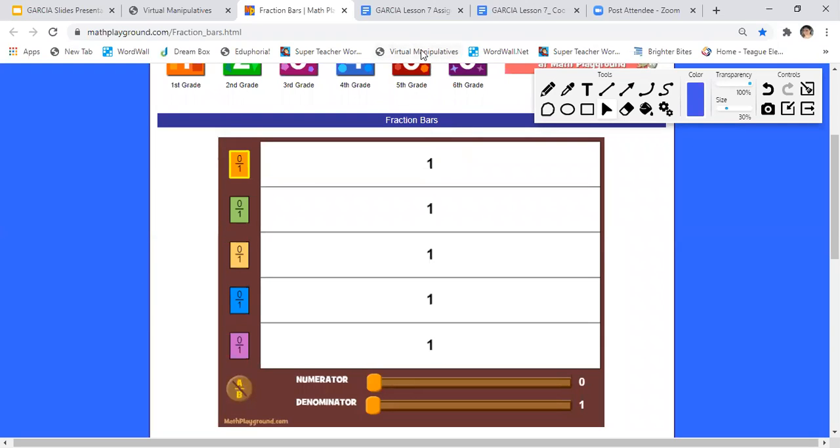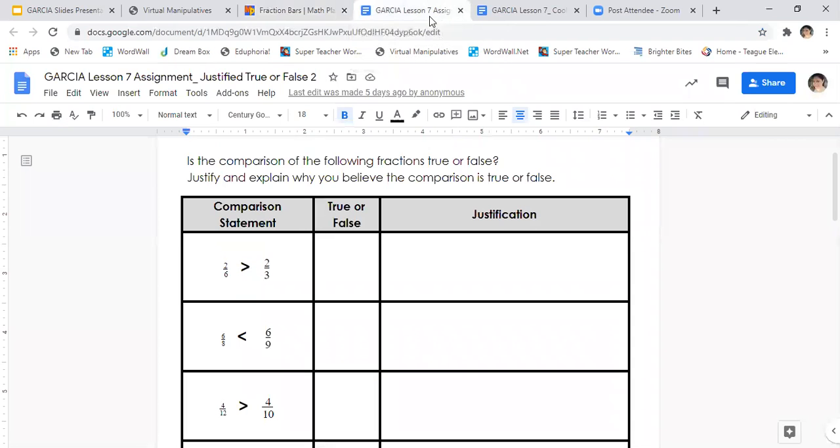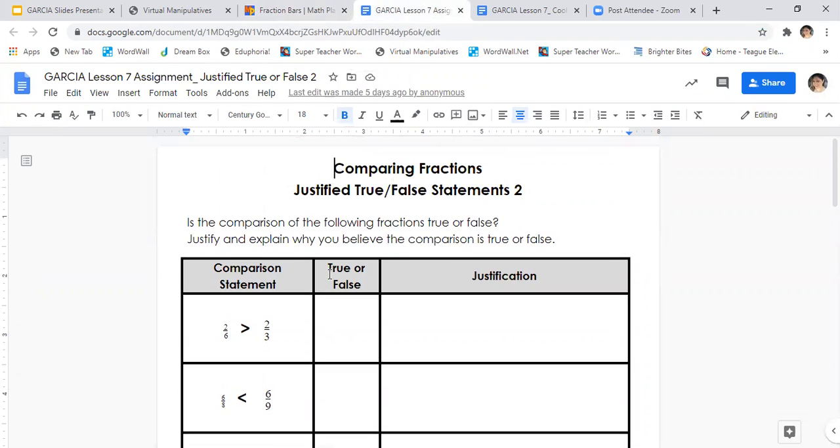All right, so now I'm going to take a look at the assignment that I have to do today. This is the assignment where I'm going to compare fractions and I have to tell whether the fractions are true or false and then tell why they are true or false and justify them. I'm going to use my fraction bar.